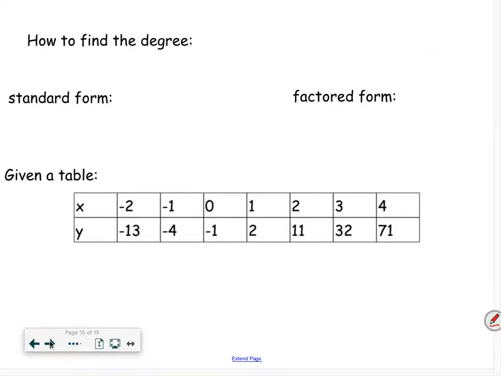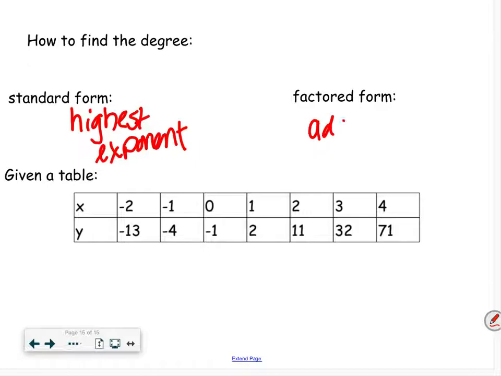Okay, we already talked about this today. How do we find the degree in standard form? It's the front one, the front exponent. Yeah, the highest, the biggest exponent. In factored form, how do I find the degree? Add them up. Add our exponents.